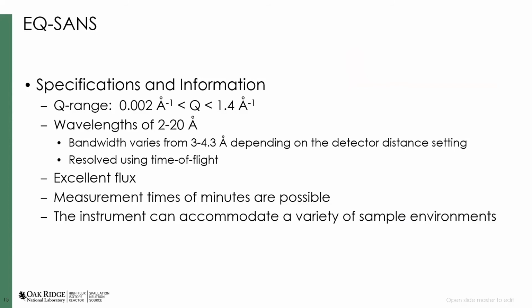The EQ-SANS does have excellent flux. It's not quite as high as either the GP-SANS or the Bio-SANS, but we can certainly do measurements on the order of minutes for the right scattering samples. And yes, if you have a strongly scattering sample, you can probably see changes resolved on tens of seconds, maybe a minute itself. The instrument doesn't quite have as open of a sample environment.